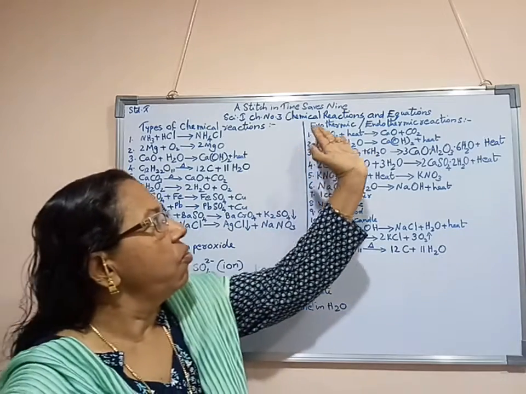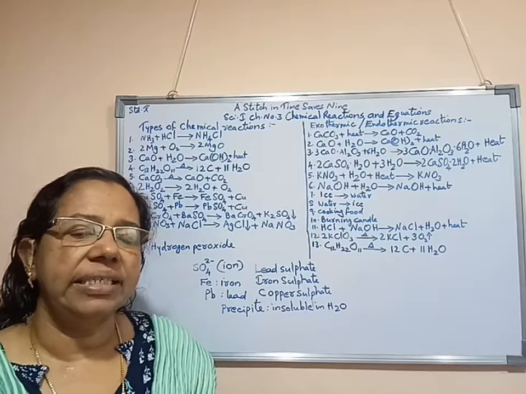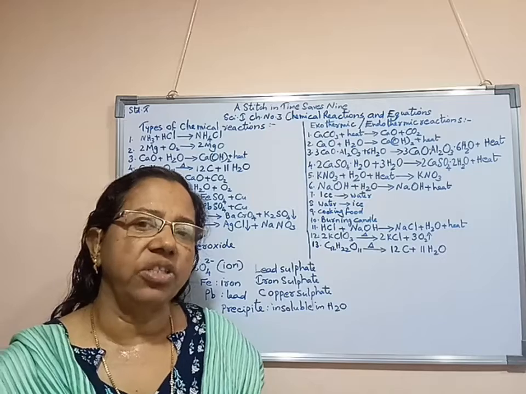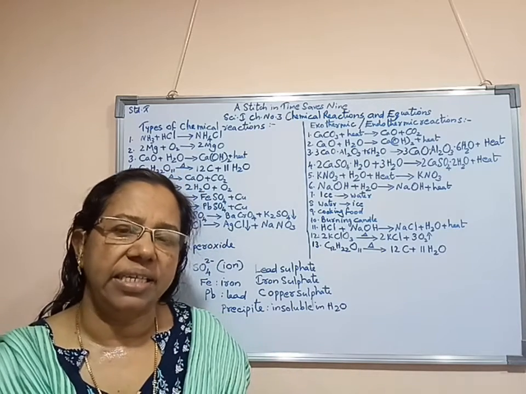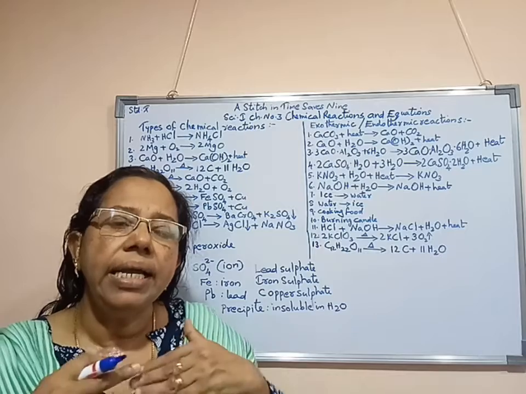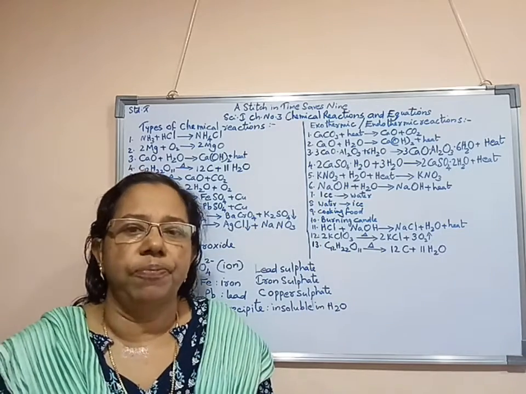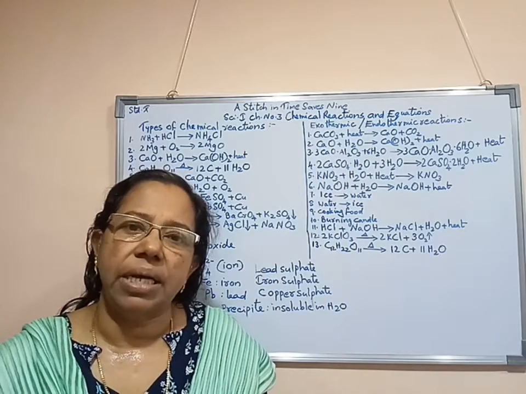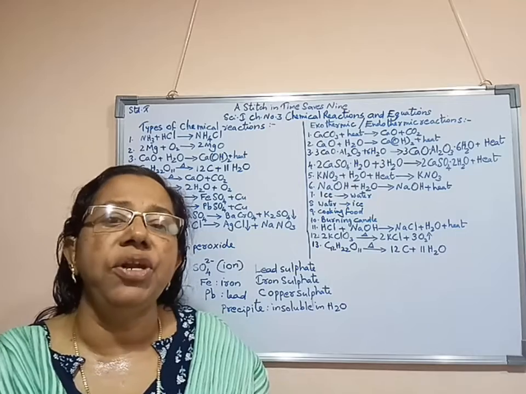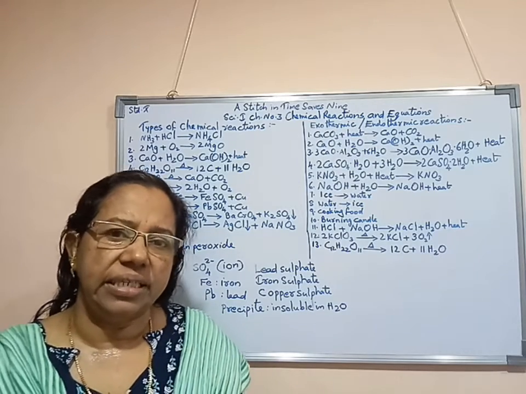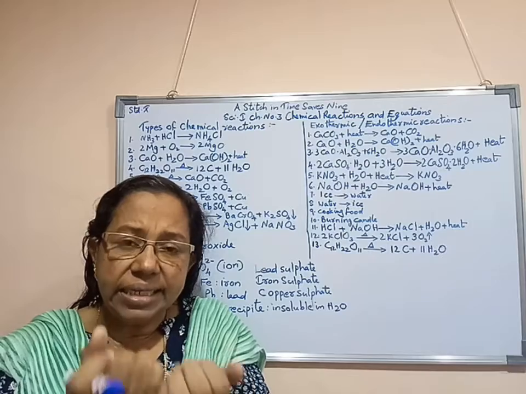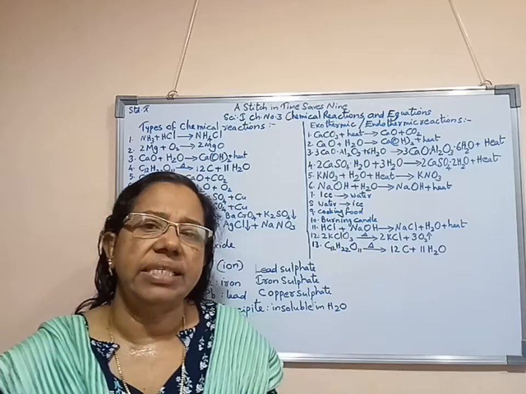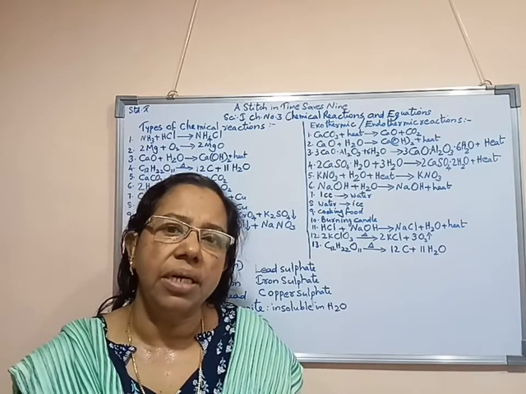Now we will study what are exothermic reactions and endothermic reactions. First we will study the definition of exothermic reaction. Exothermic reaction is a reaction in which heat is evolved out or heat is released out. Then we can say that is exothermic reaction. Now what is meant by endothermic reaction? Endothermic reaction is a reaction in which heat is absorbed, or we can say that we have to supply heat. Then we can say that that is an example of endothermic reactions.